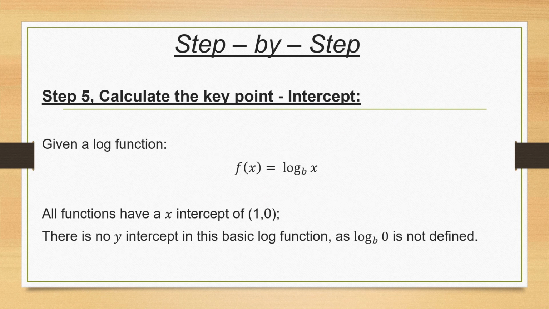So step 5 is to calculate the key point, or the intercept, with the x-axis. Given a log function like this, all such functions have an x-intercept of (1, 0), because when x is 1, the y, or the exponent, was 0. There is no y-intercept in this basic log function, as log base b of 0 is not defined. No number to the power of anything can be equal to 0.